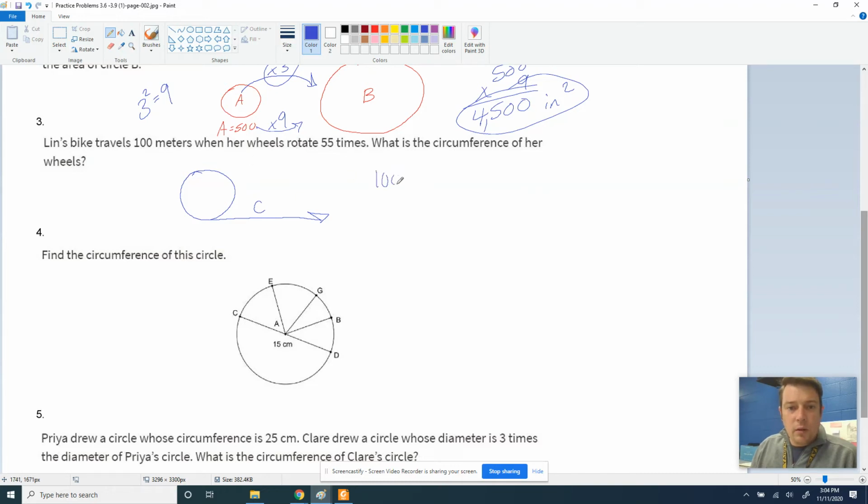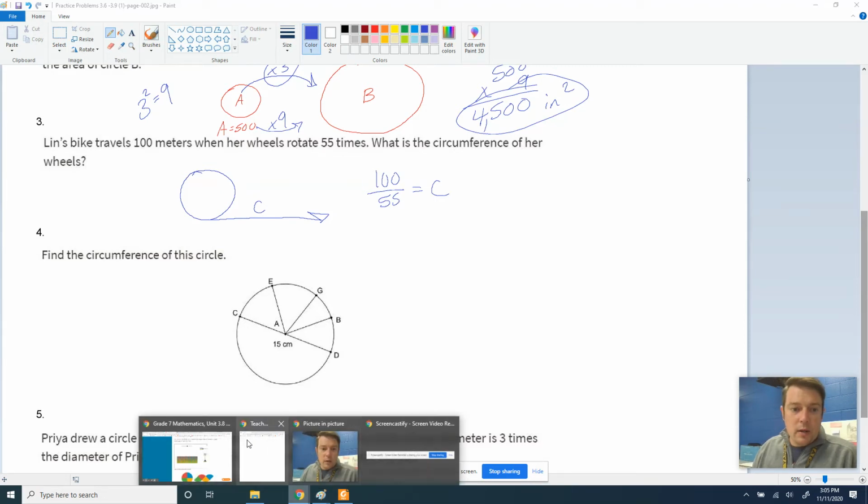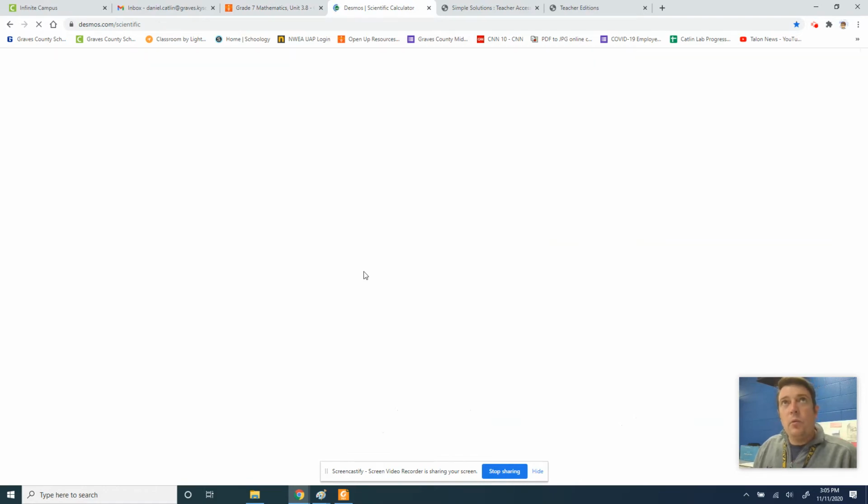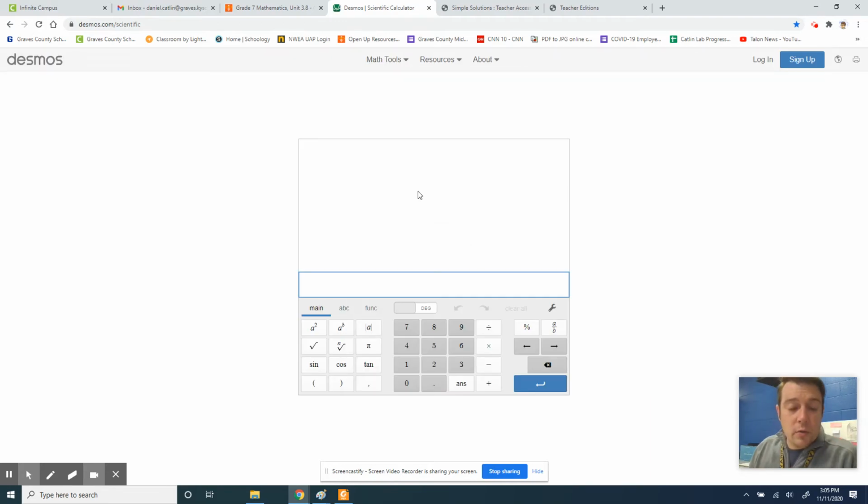So if we simply take 100 and divide by 55, that will tell us what her circumference is, because we would take away all of those rotations and we'd boil it down to, okay, how far are you going per one rotation? So let me pull up my calculator here, and we'll do 100 divided by 55. It's probably going to be around 2 because 100 divided by 50 would be 2. So when I do 100 and divide it by 55, I get 1.81 repeating.